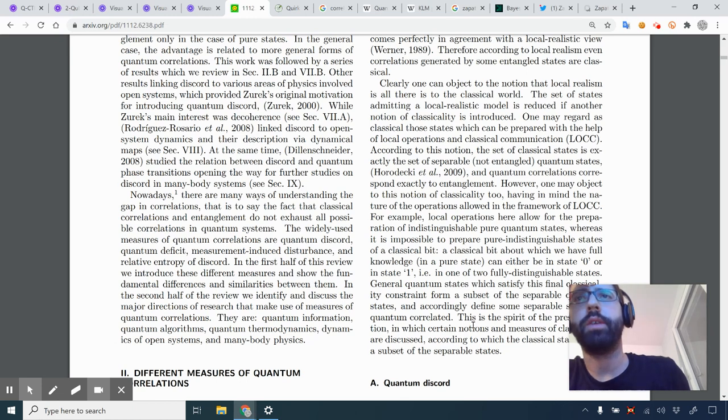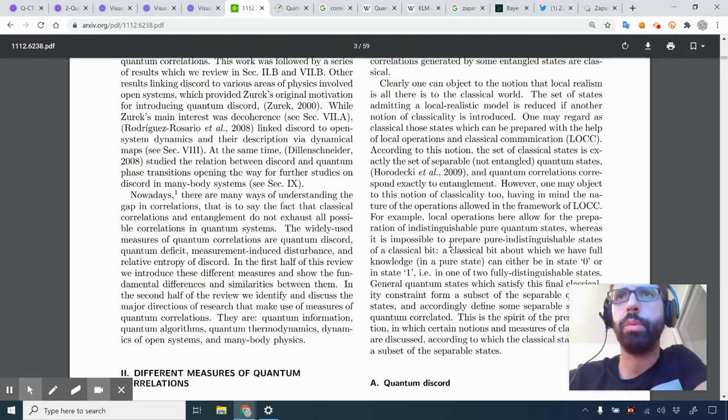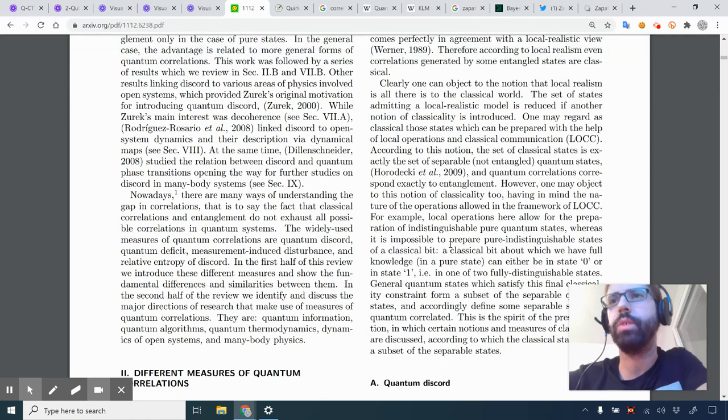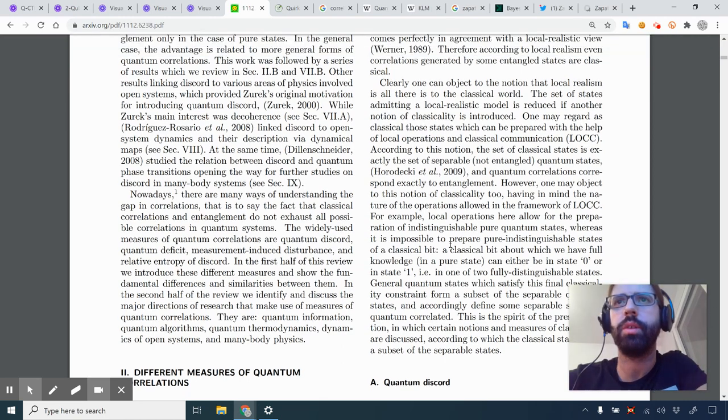According to this notion, the set of classical states is exactly the set of separable, non-entangled quantum states, in quantum correlations. However, one may object to this notion of classicality too, having in mind the nature of operations allowed in the framework of LOCC.